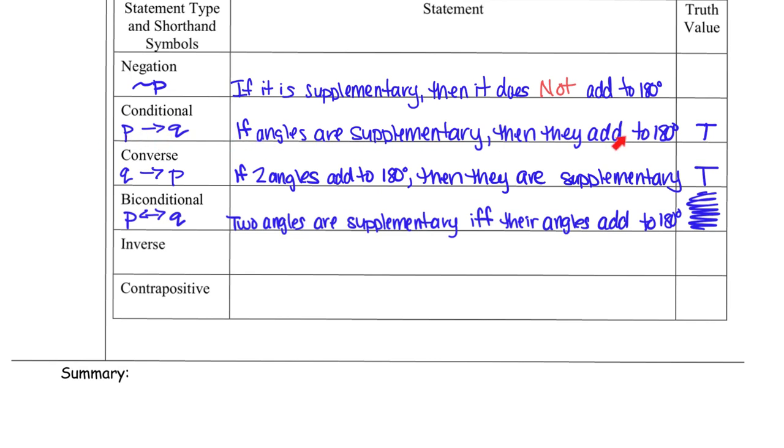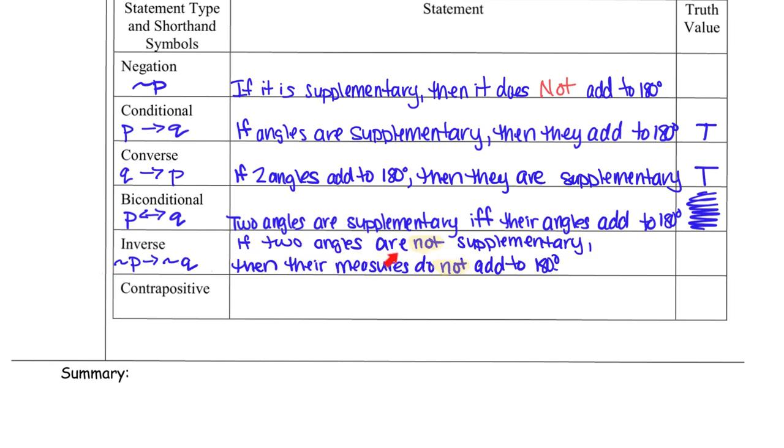So the inverse is when you negate the P and the Q. So very similar to this, but there's some negation. How would you write the inverse? So if two angles are not supplementary, then their measures do not add to 180. So if you are trying to figure out the truth value, remember that a converse and the inverse are either going to be both true or both false. So if the converse is true, then the inverse will also be true.